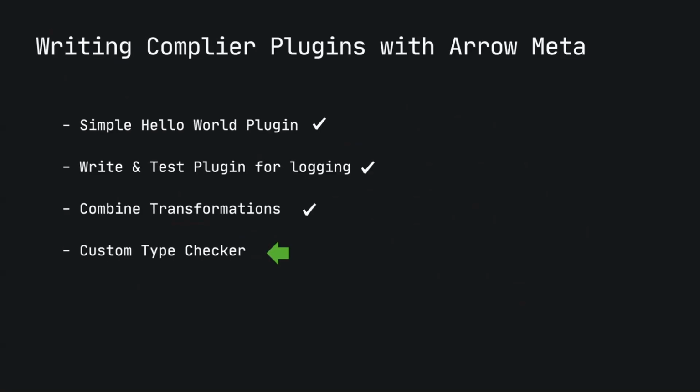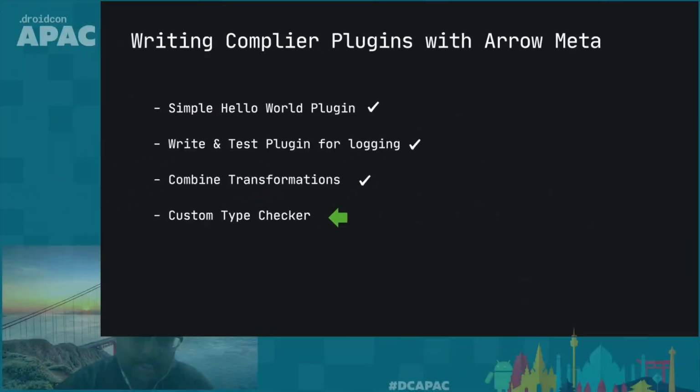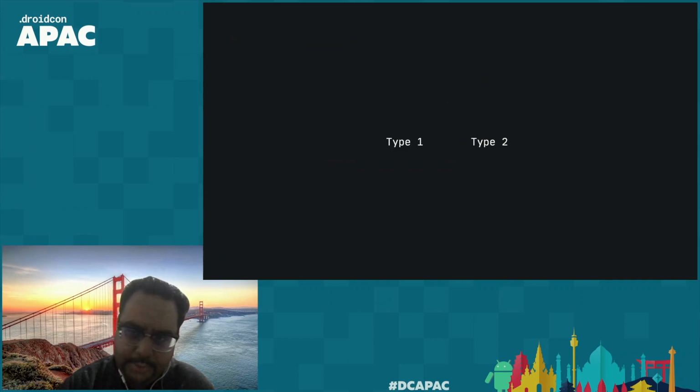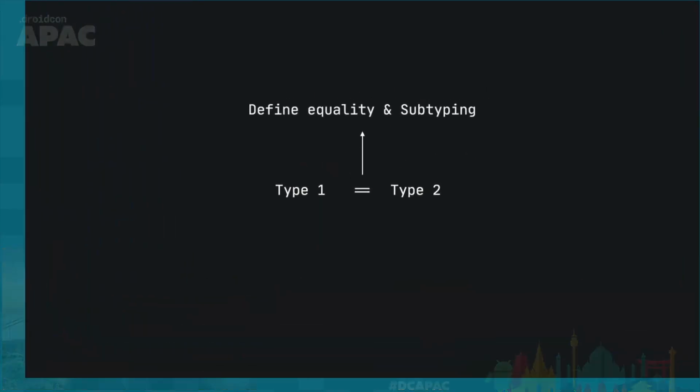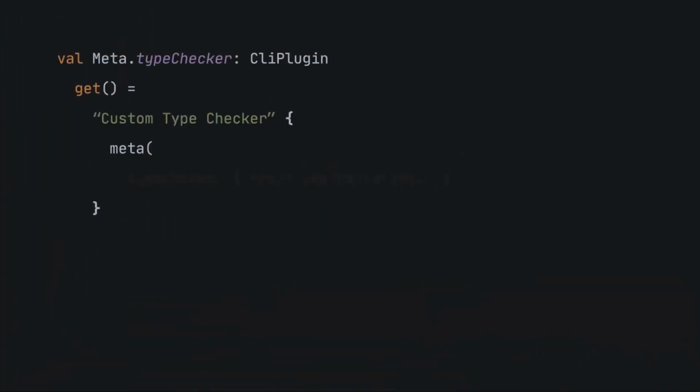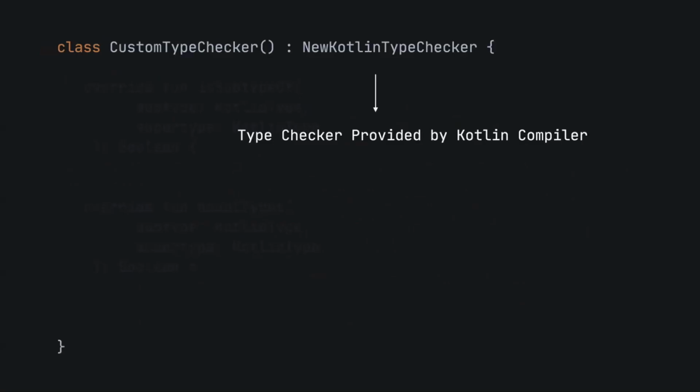Lastly, how do I set a custom type checker? Suppose I have two types, types 1 and 2, and I want to do some custom logic when equality and subtyping happens. In order to do that, I'm going to specify my type checker using this extension called type checker. It takes in a type checker class.